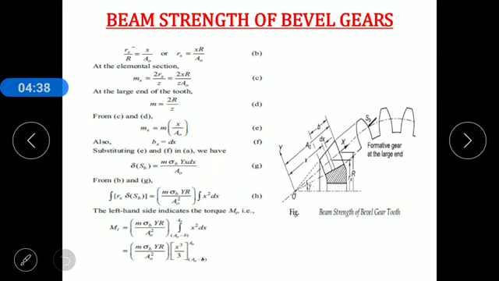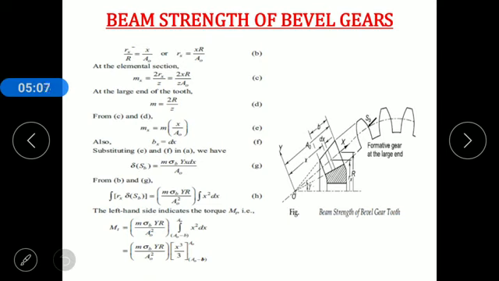Okay, now let me find out the module. Here we get a radius, and by using the radius we find out the module. At the elemental section, mx is equal to 2rx divided by z. From equation B we substitute the value of rx in this equation, and we get the value of mx is equal to 2x capital R divided by z AO. Consider equation C.